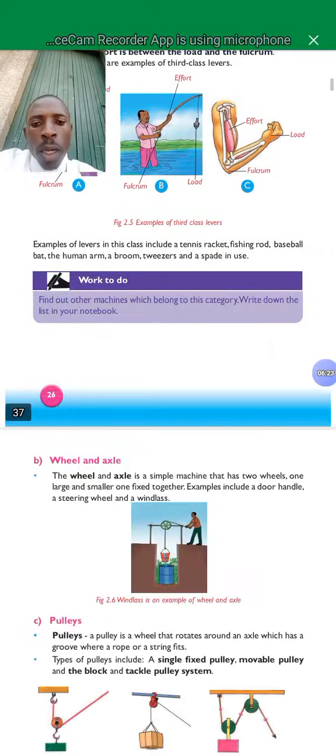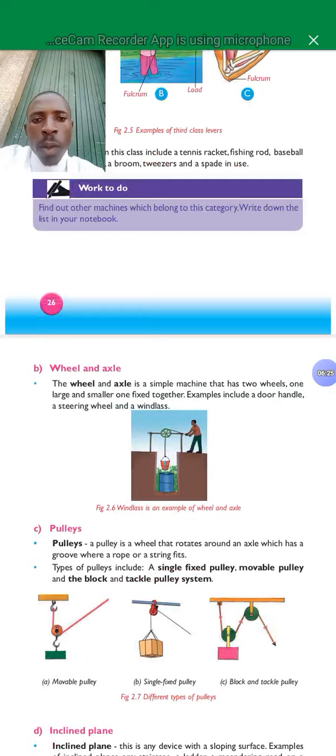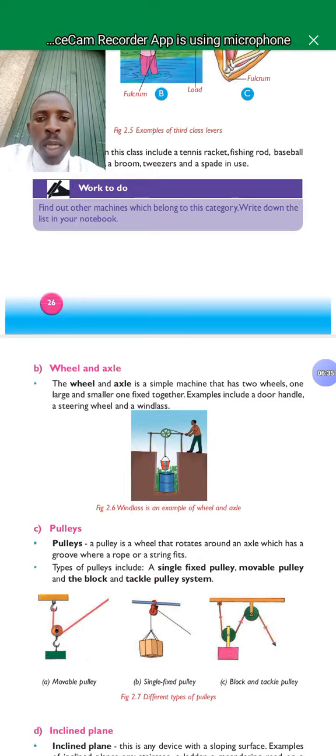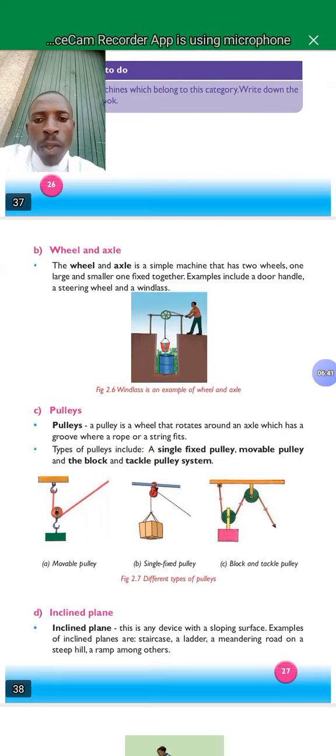Continuing, the next type of simple machine is what we call a wheel and axle. A wheel and axle is a simple machine that has 2 wheels, one large and one smaller, fixed together. Examples are a door handle, steering wheel, and windlass. Another type of simple machine is the pulley. A pulley is a wheel that rotates around an axle, which has a groove where a rope or string fits.